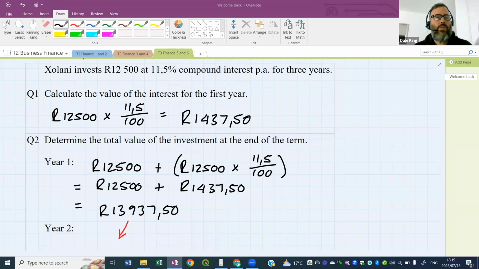Then question 2 says, if this is how he's earning interest, how much will he have at the end of the term, at the end of the 3 years? So we need to add that interest onto the 12,500, which we did here for year 1. We got 13,937, and then restart that calculation again, but with this new figure of 13,937.